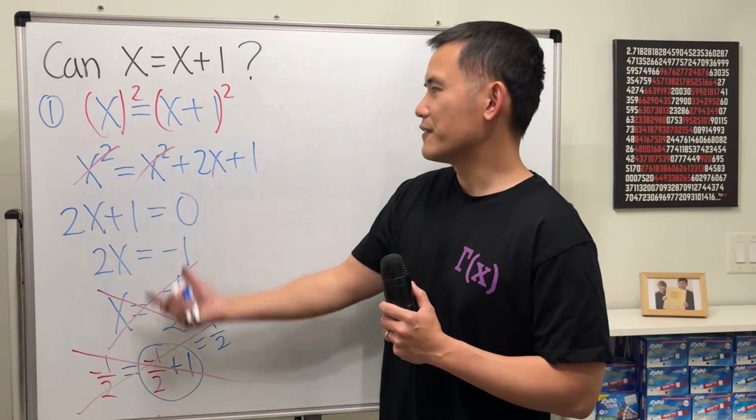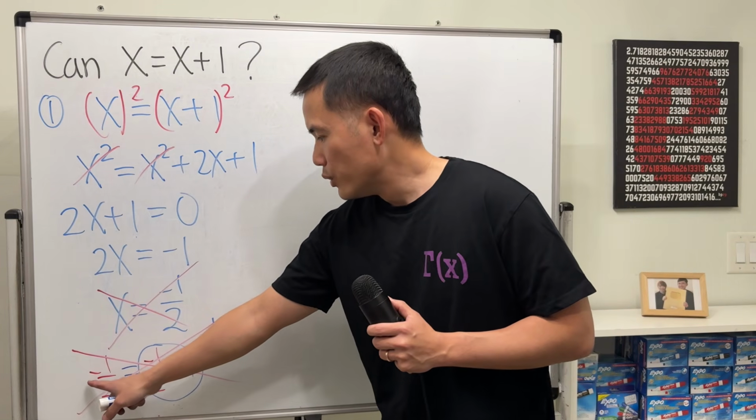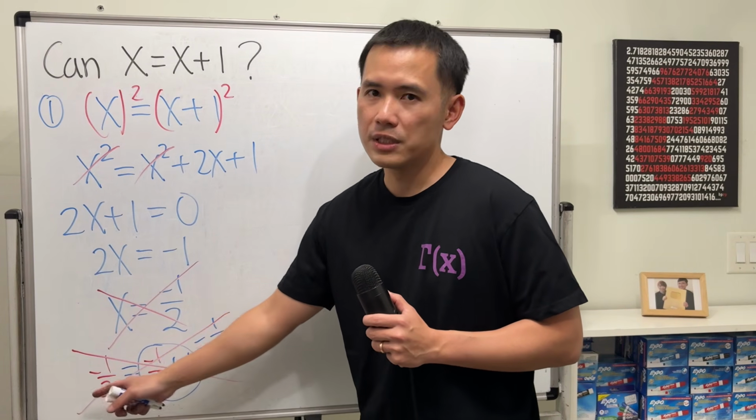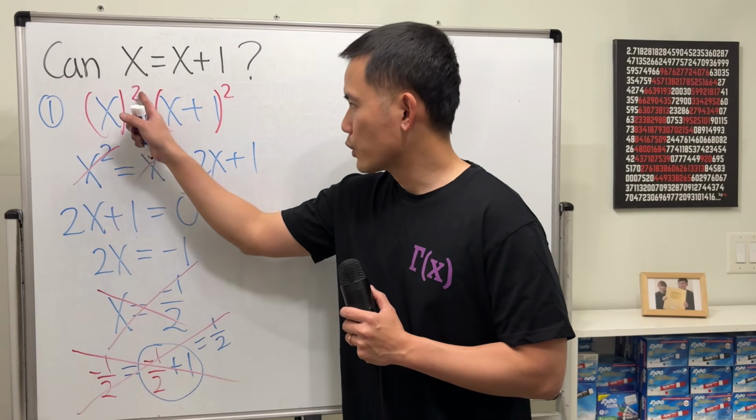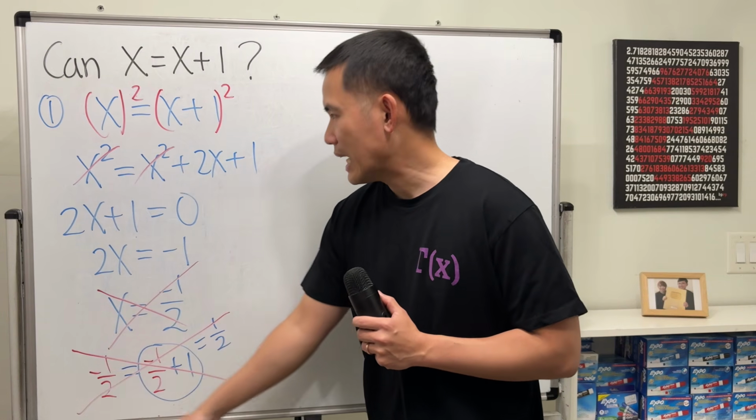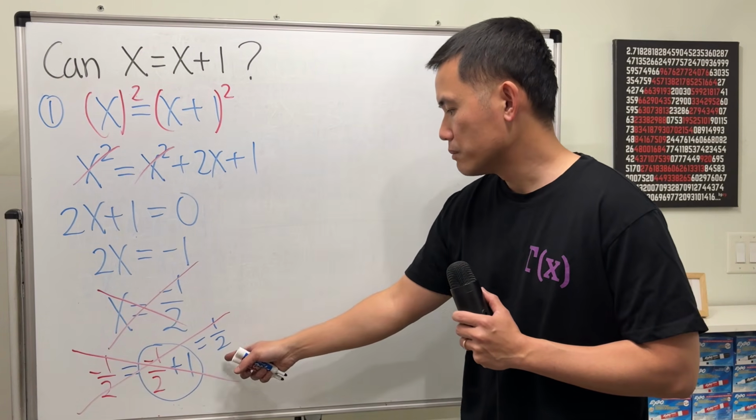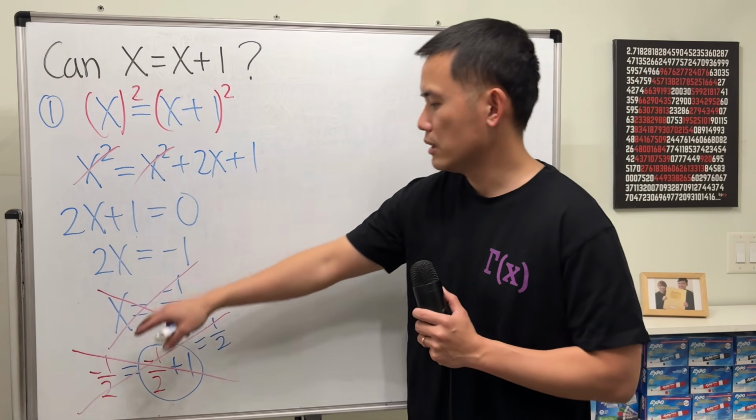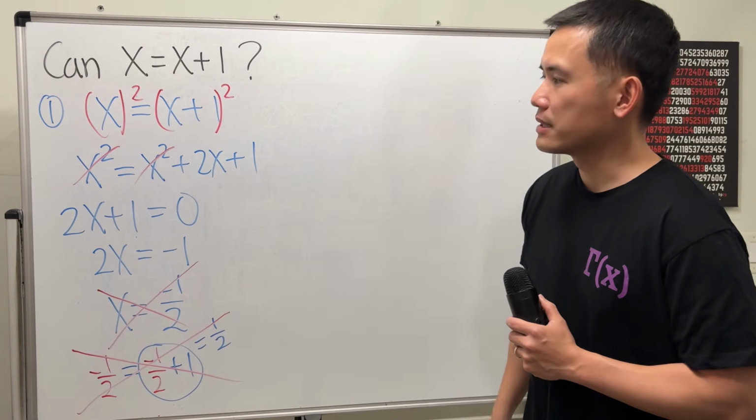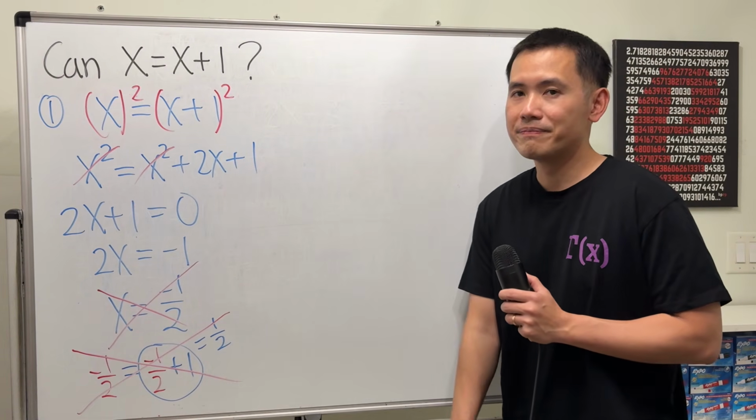And the reason that this fails is because when you square a negative number, it turns out to be positive. The square of negative 1/2 is the same as the square of positive 1/2, but originally negative 1/2 is not the same as positive 1/2, so that's not the answer.